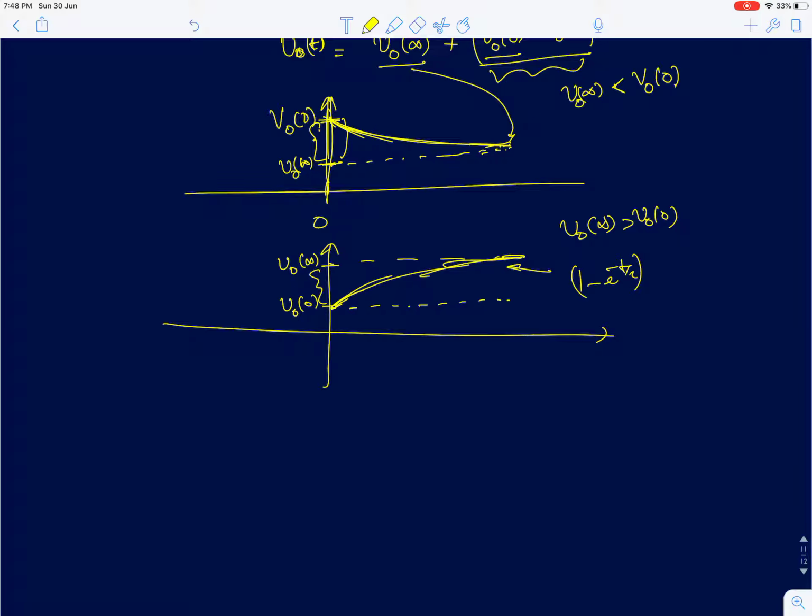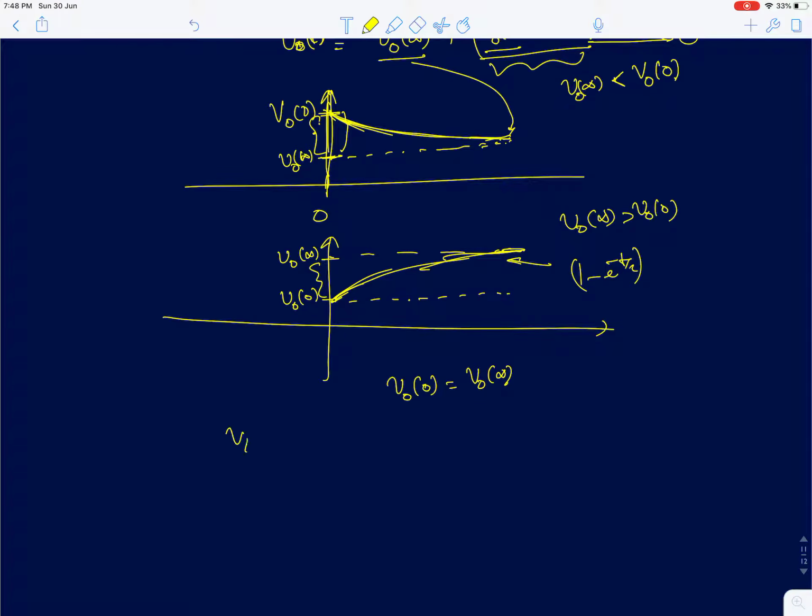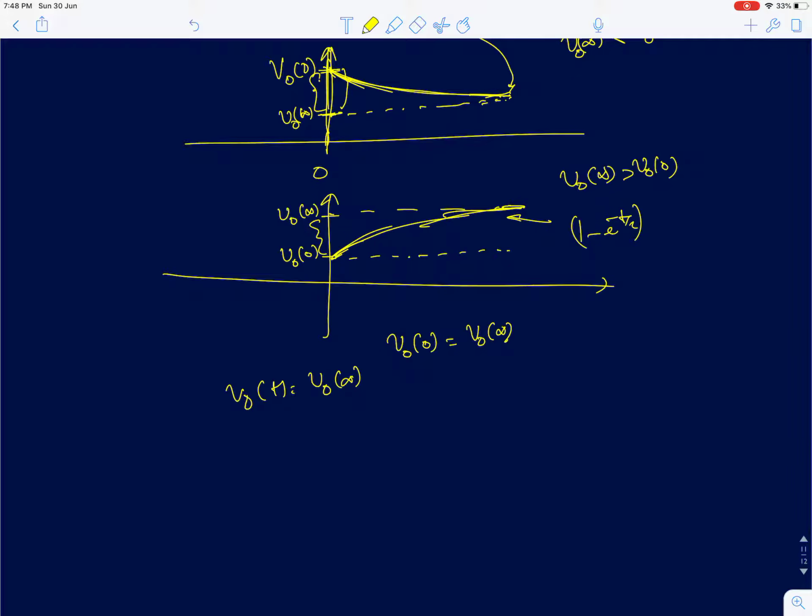Now the third condition, when V0 of 0 equals V0 of infinity. What exactly happens is this term goes to 0. So your V0 of t is simply equal to V0 of 0 or infinity. When V0 of 0 and infinity are the same, the output just stays there. So that's what this function is telling you.